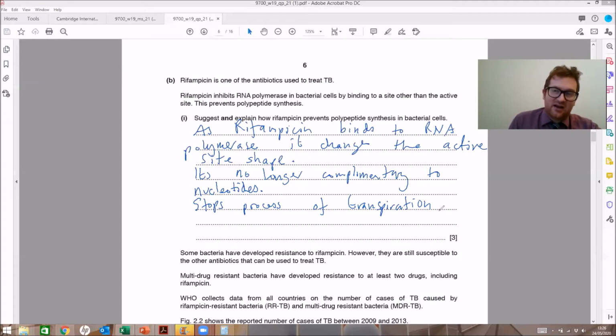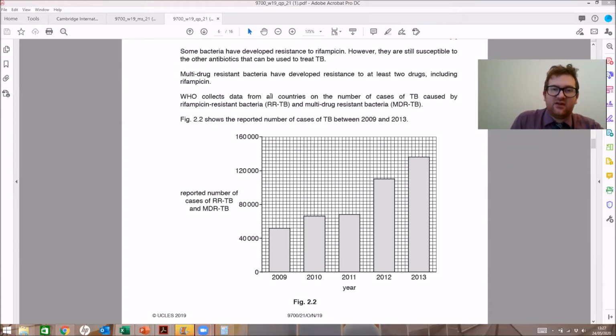And if there's no mRNA made, then there's not going to be any translation taking place. So this also then stops translation from taking place. Okay, and if translation doesn't take place, then there's no polypeptides being synthesized because there's no mRNA going to the ribosomes for translation. Okay. Some bacteria have developed resistance to rifampicin.